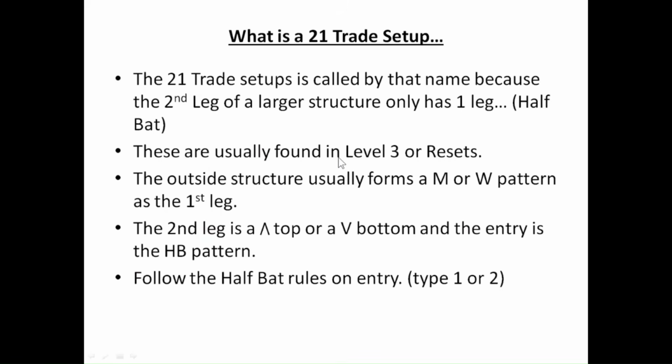Okay, these are usually found in level 3, the resets. The outside structure usually forms an M or W pattern as the first leg. That's why, hence, 2 legs and then 1 leg, right? The second leg is the A top or a V bottom, and the entry is the half a bat pattern. You have to follow the half a bat pattern rules on entries. So there are 2 types of half a bat. We've covered that in the curriculum.